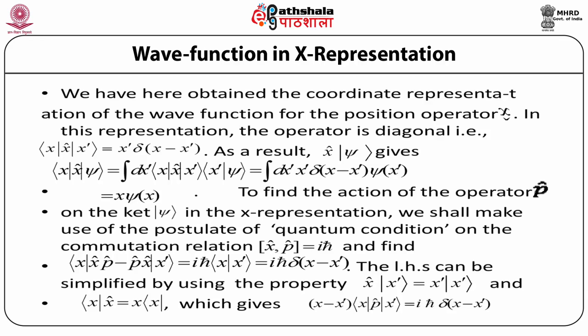As a result, operator x acting on the state vector psi gives bra vector x operator x state vector psi, which is equal to the integration over dx prime of bra vector x operator x ket vector x prime bra vector x prime ket state vector psi, which is equal to the integration over dx prime of x prime delta x minus x prime psi x prime, and this is equal to x psi x.